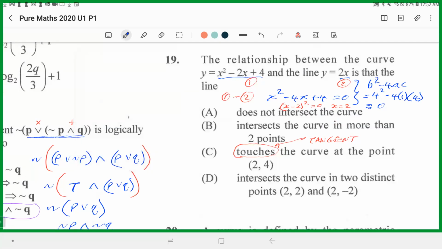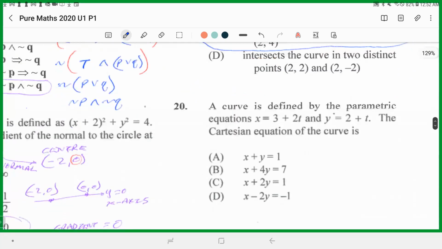So the answer is this one, C. All right, the line that is tangent, 2, 4. All right, that was interesting.